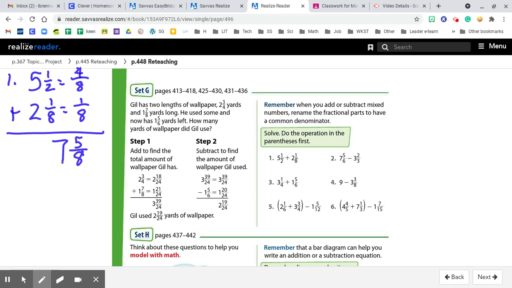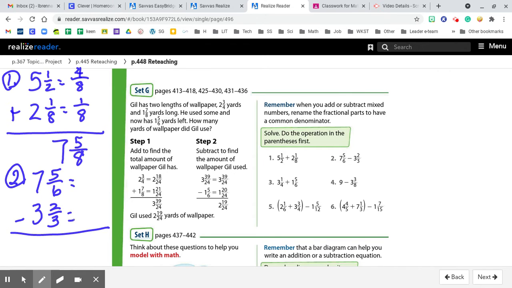And for number 2, I have 7 5/6 minus 3 2/3. 3 goes into 6, so I can leave that guy alone and just change this one. And I'm doing some subtraction here. So 7 minus 3 is 4, so we have 4 1/6.